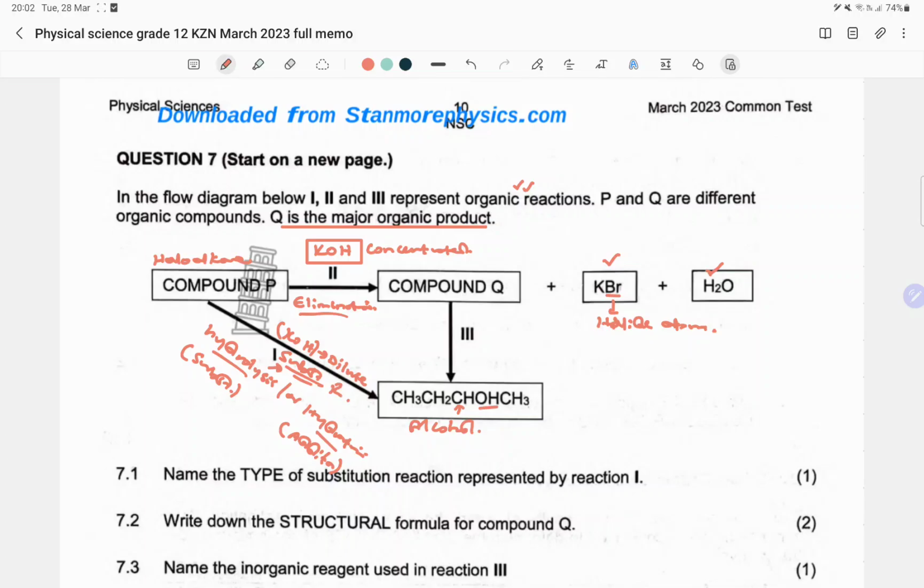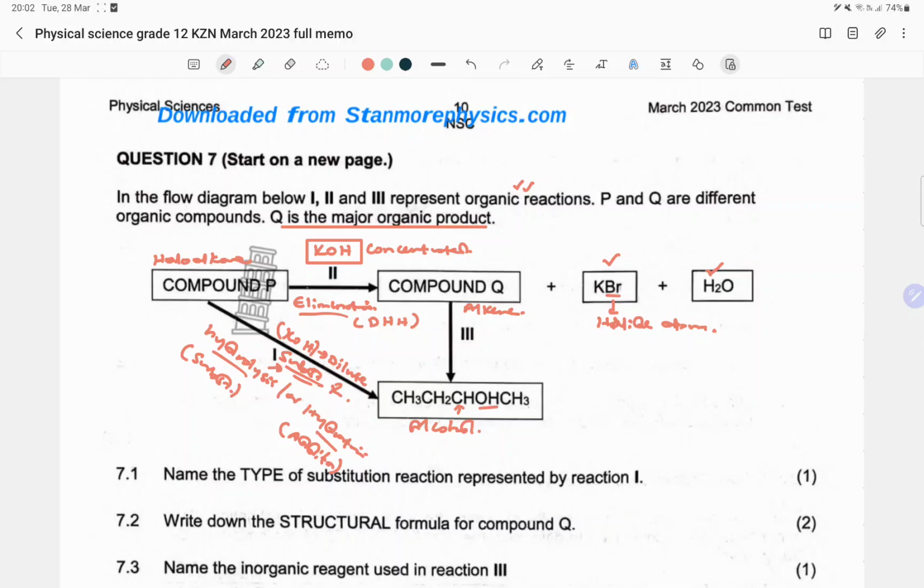So do you see, when you investigate, you just know what you're doing. And now if we took compound Q, we know that this is definitely going to be, if we do dehydro, this elimination is basically dehydrohalogenation, D double H. So basically we're going to form an alkene here. The major product is going to be an alkene.